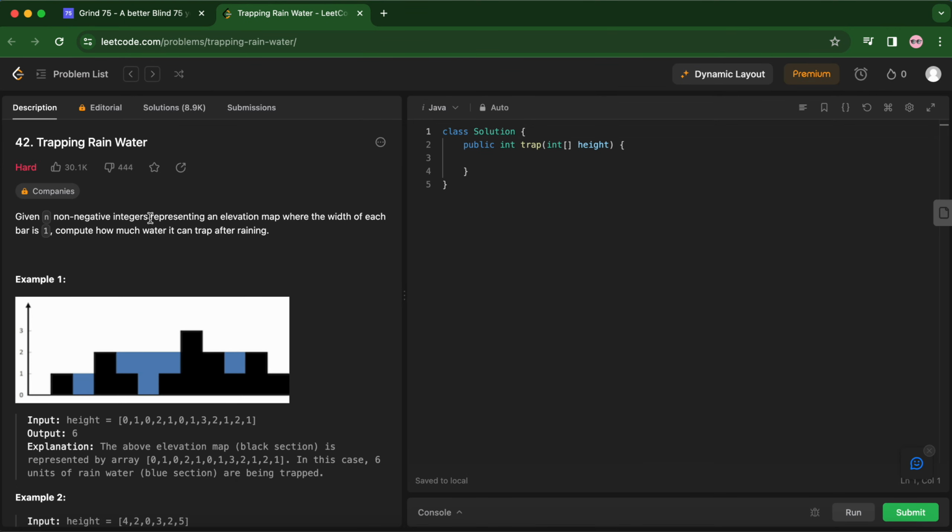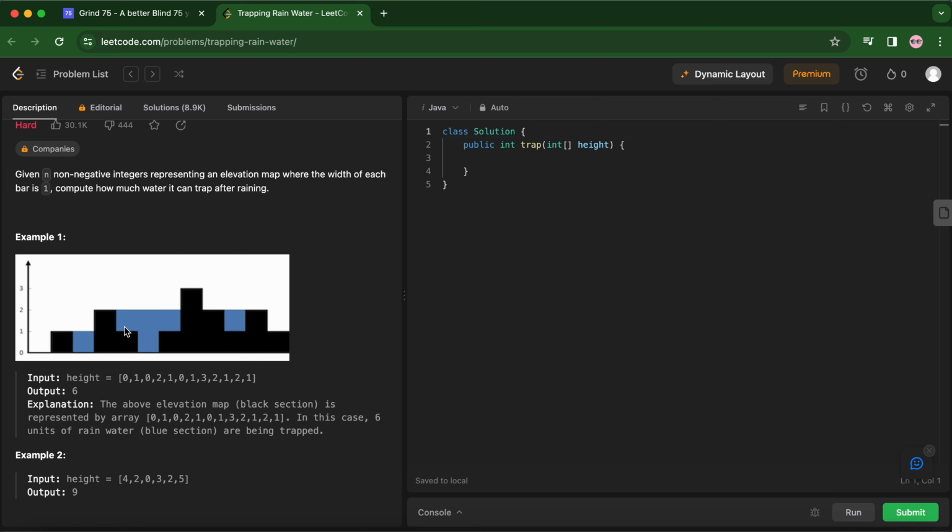Given n non-negative integers representing an elevation map where the width of each bar is 1, compute how much water it can trap after raining. So we can easily understand it from the image example.